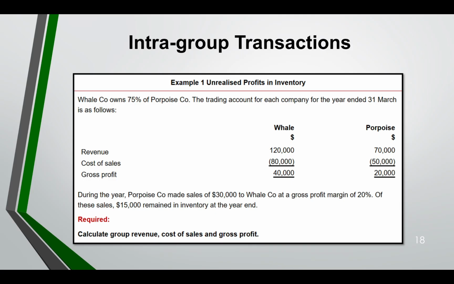Example 1, where you're supposed to calculate group revenue, cost of sales, and gross profit of Whale and Porpoise. So Whale is owning 75% of P. Now you have been given revenue, cost, and gross profit. P is making sales of 30 to Whale. Gross profit margin is 20. Of the sales, 15,000 is remaining in the inventory at the year end.